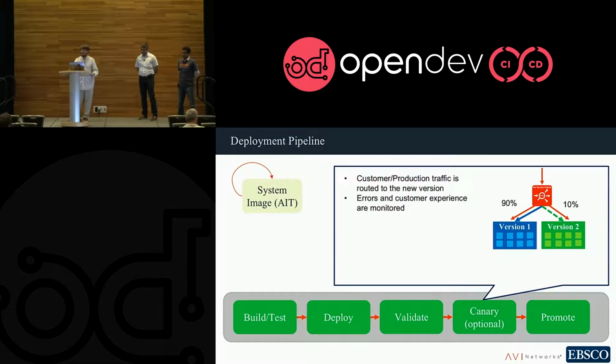If somebody's opted into a Canary deployment, and most of our deployments do these days, basically we enter a phase where customer traffic now begins to route to this new pool. The error rate and the customer experience are monitored during this process. And it will gradually increment over time until somebody either aborts it or it succeeds.